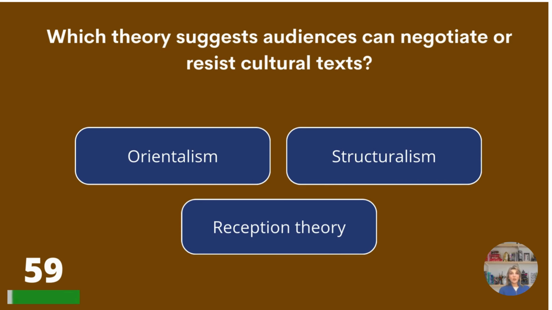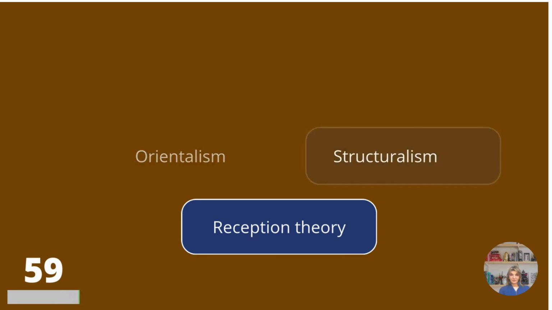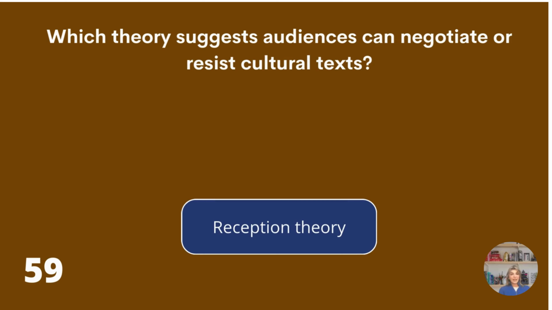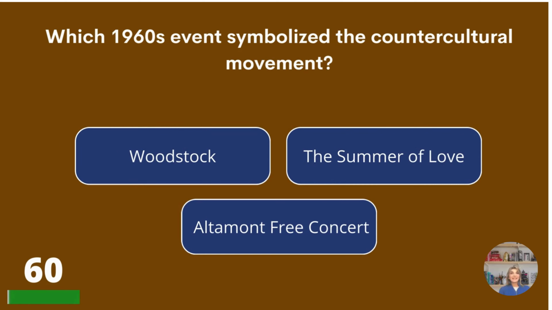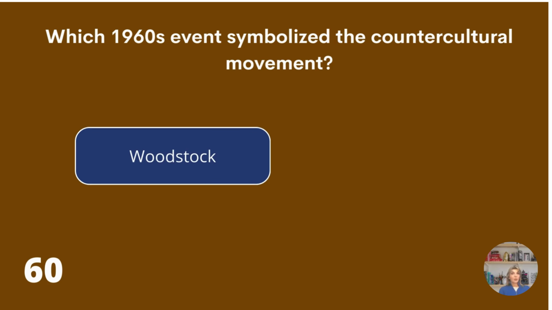Which theory suggests audiences can negotiate or resist cultural texts? Orientalism, structuralism, or reception theory? Reception theory. Which 1960s event symbolized the countercultural movement? Woodstock, the Summer of Love, or Altamont Free Concert? Woodstock.